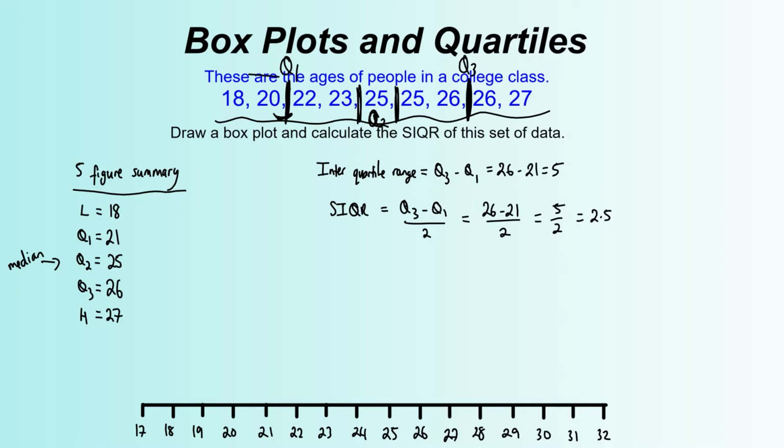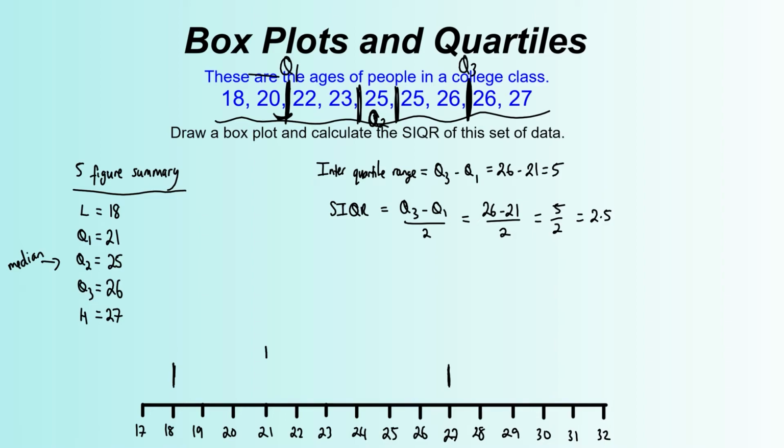Now what I'm going to do is just sketch it first, and then I'll neaten it up with straight lines afterwards. So this is our lowest value, and our highest value is 27, so I'll put that in next. So that's the lowest and the highest dealt with. Okay, roughly like that. Q1 was 21, so that goes here.